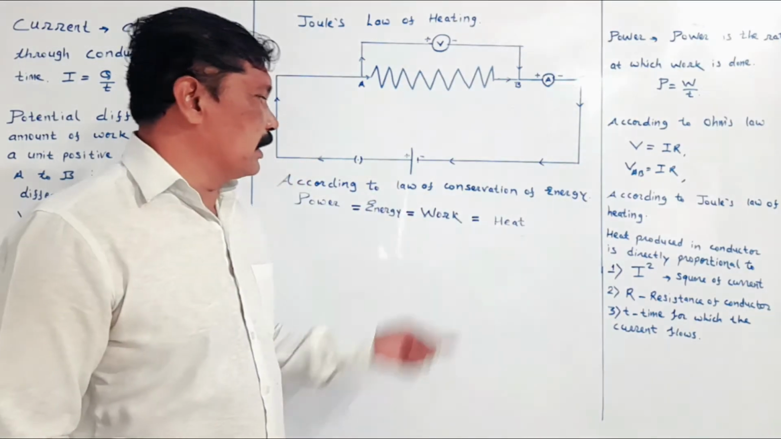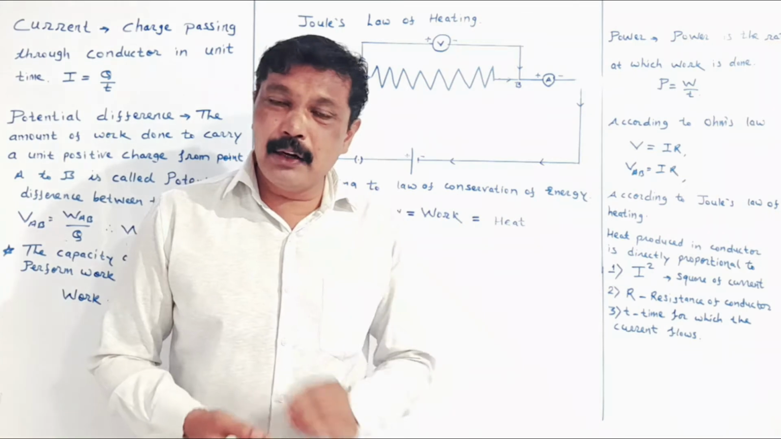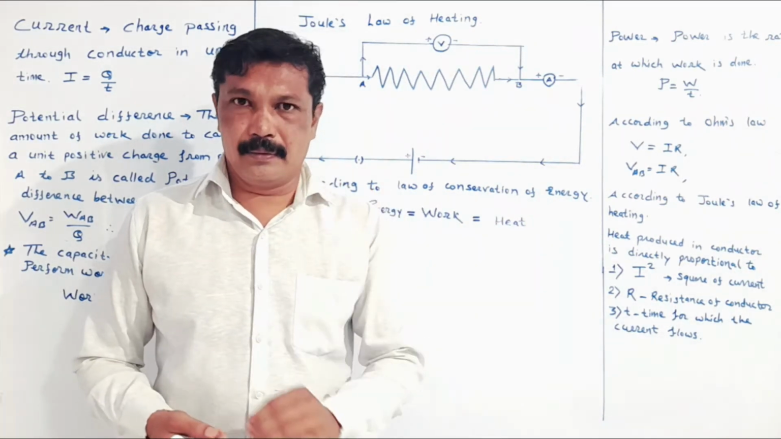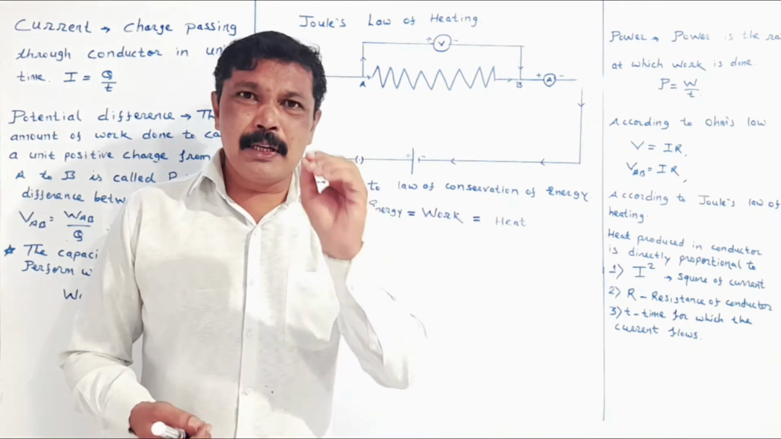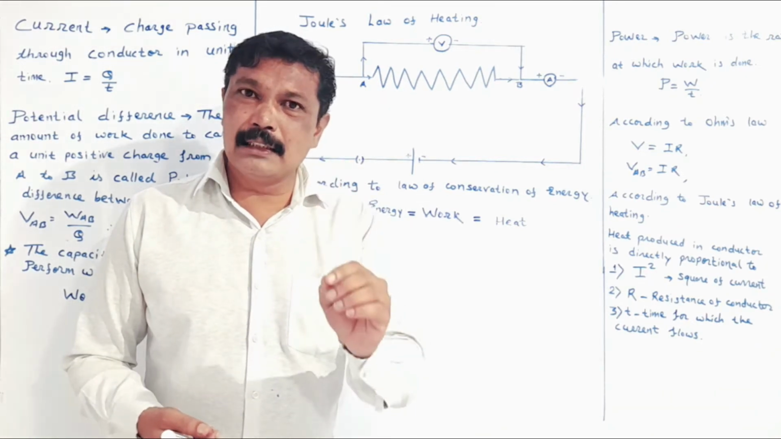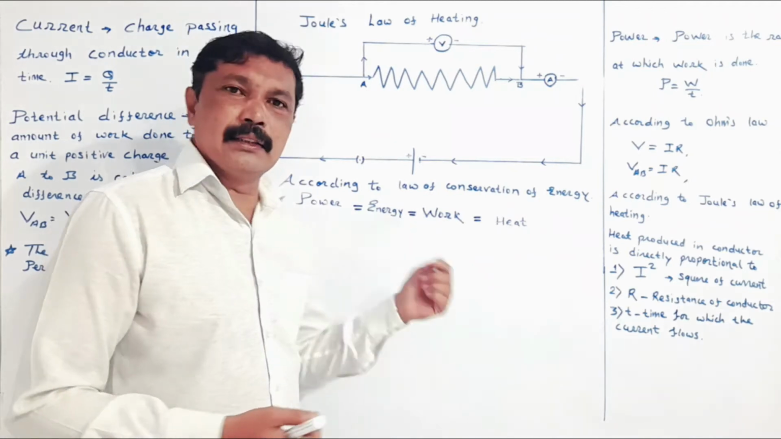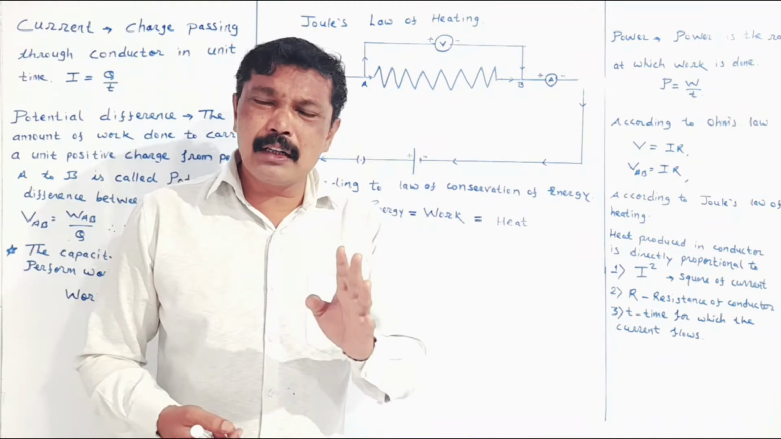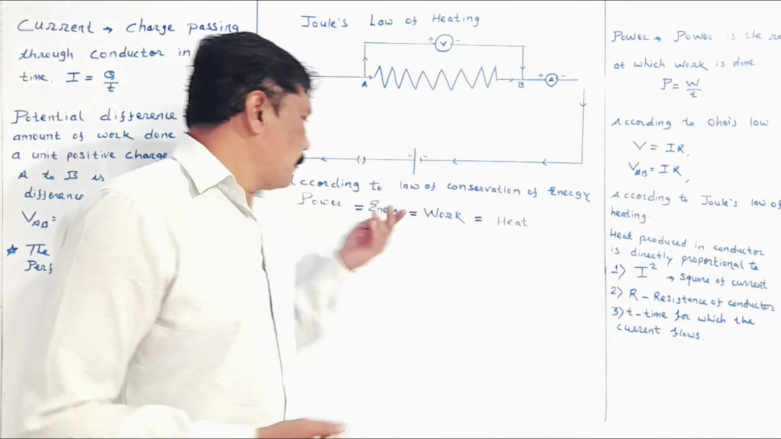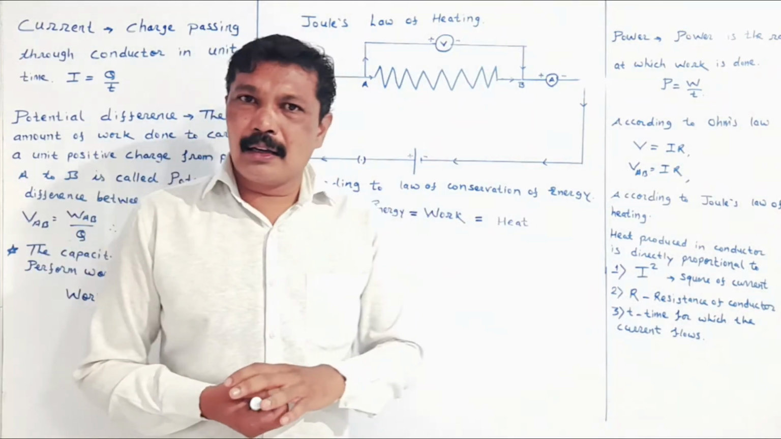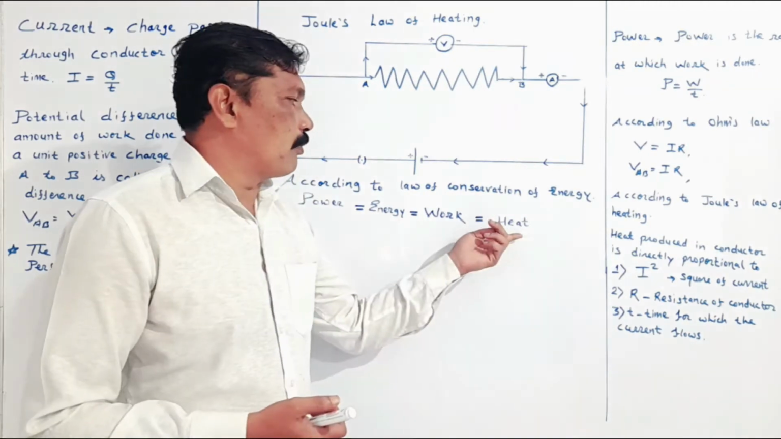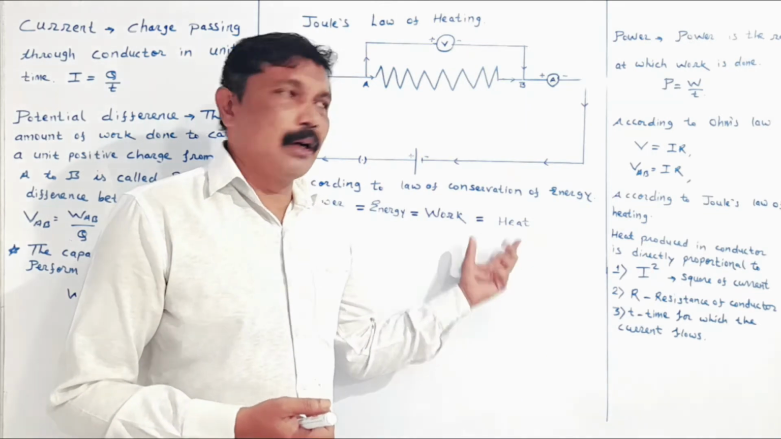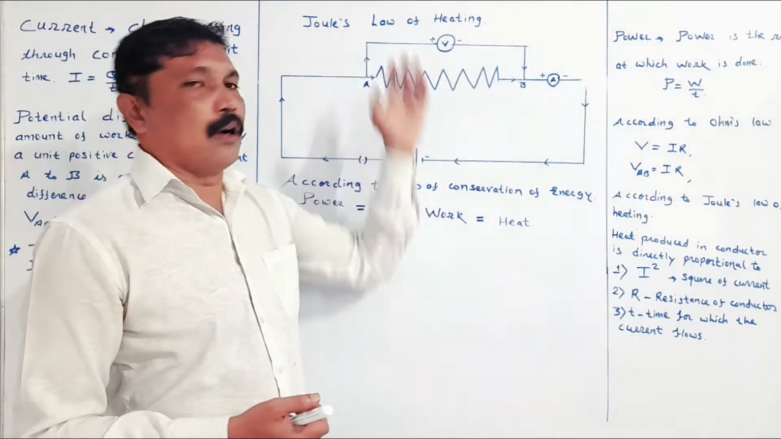My dear student, here there is displacement of electron, work is done. The capacity to do work is energy, so work will be equal to energy. The rate at which work is done is power, so energy will be equal to power, and energy is a form of heat also, so we will consider heat in this example because we are studying Joule's law of heating.